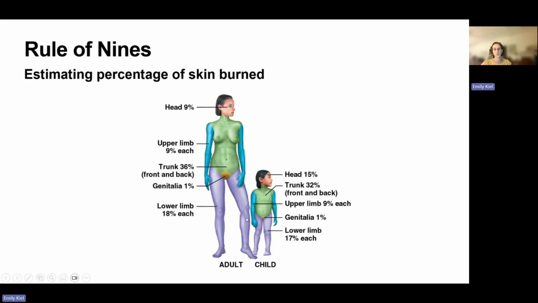A little bit different for children. So the rule of nines doesn't quite work as well for children, though you can just see it's mostly that the head is a higher percentage.